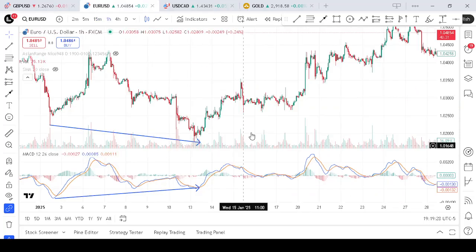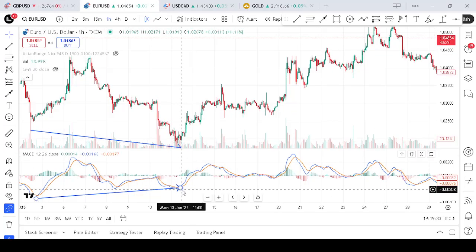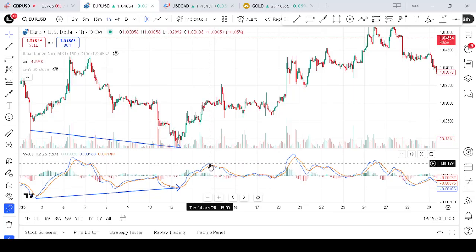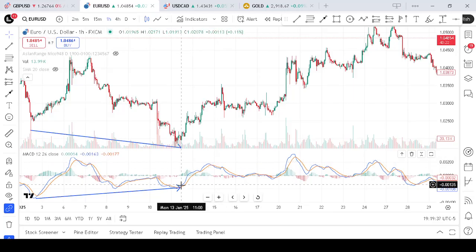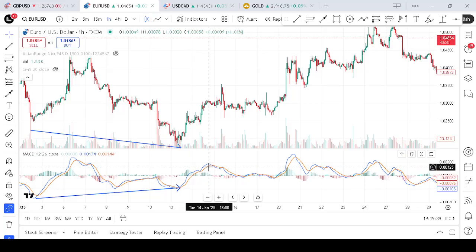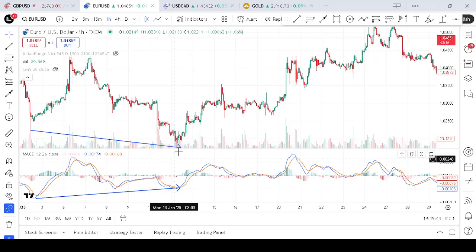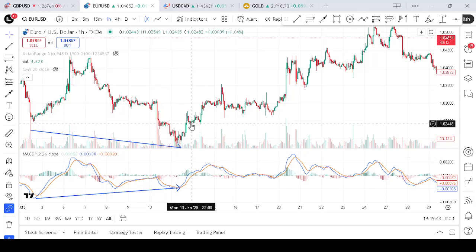And the same case for the bullish direction. When the MACD line crosses above the zero line, it's a sign for a long position and is a signal for bullish momentum, as you can see from the chart.